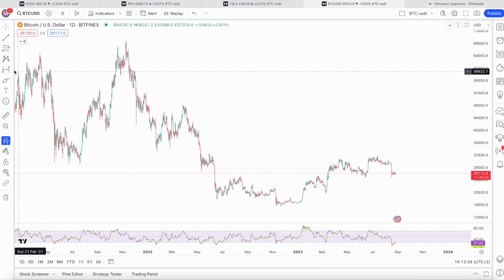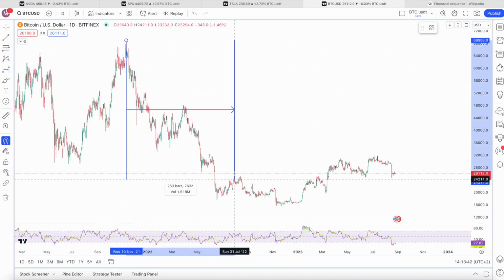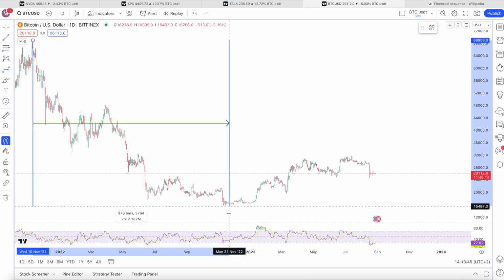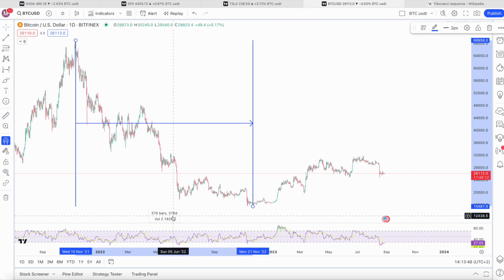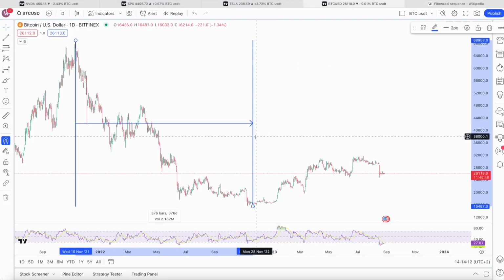And now I'm going to Bitcoin. I'm using again the date range. I take the top of the tops, which was made on Bitcoin, and I go to the bottom. How many days do I get? 376 bars and days. Now, the Fibonacci number is 377. So only one day from the Fibonacci number. And look at those numbers, 233, 377, 610. They are quite far from them. Now, okay, this was luck.